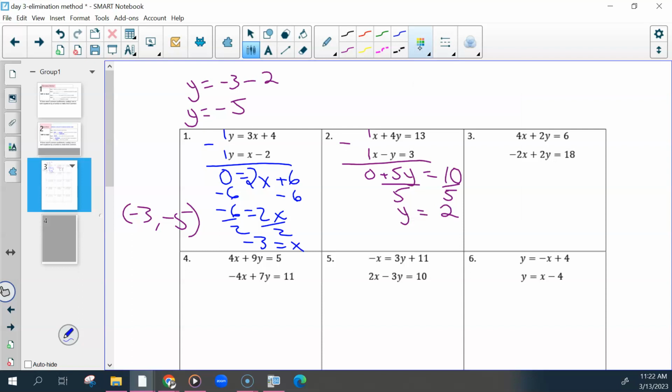Now we have to go back and find x. You again can put it into either equation, whichever one you want. I'm going to use the second. So x minus 2 equals 3. And solve for x. So then our ordered pair would be 5, 2. What questions do you have now?